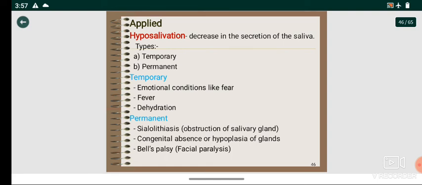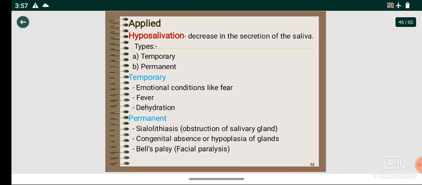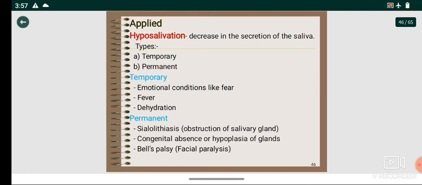इन फीवर में ऐसा क्यों होगा? क्योंकि फीवर में डिहाइड्रेशन जैसी कंडीशन होती है, टेम्परेचर इंक्रीज रहता है, टेम्परेचर इंक्रीज है तो ऑब्वियसली वाटर लॉस ज़्यादा है, इसीलिए इस कंडीशन में भी हाइपोसलाइवेशन है. डिहाइड्रेशन की कंडीशन में भी हाइपोसलाइवेशन है. परमानेंट रीजंस क्या हो सकते हैं हाइपोसलाइवेशन की? If there is sialolithiasis. सायलोलिथियासिस is basically the obstruction of the salivary gland duct.